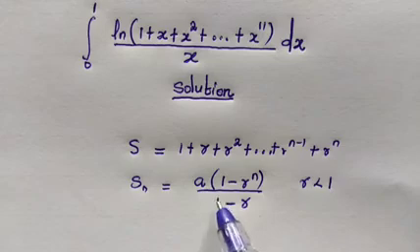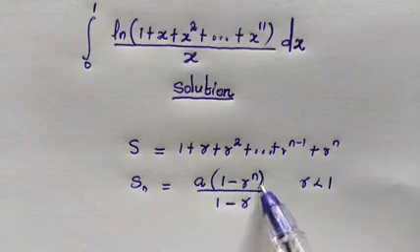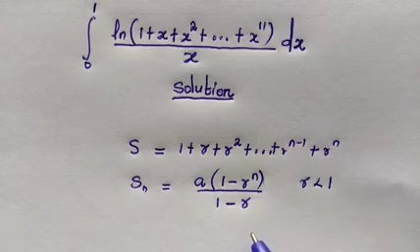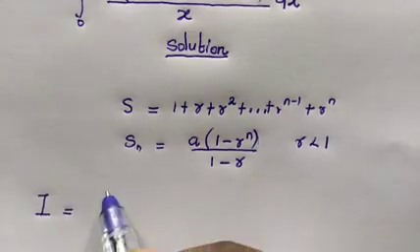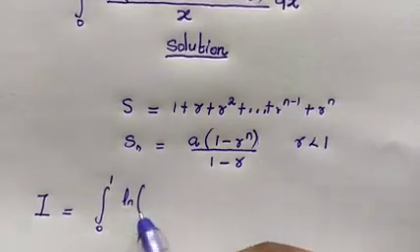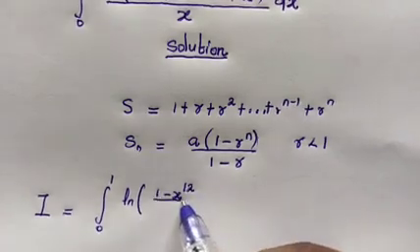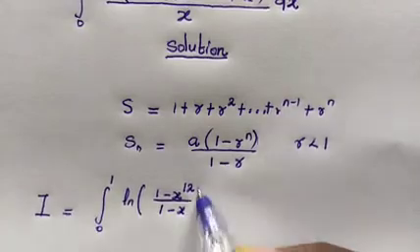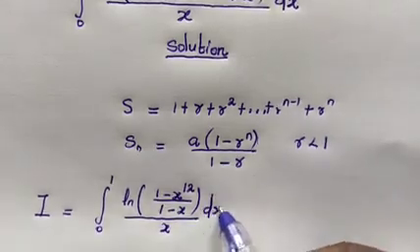So here we're given 1 plus x squared plus all the way to x to the power of 11. So our first term here is going to be 1, right? And into bracket 1 minus common ratio there, x, raised to the power of number of terms, which is 12. We have 12 terms, and then divided by 1 minus x. So therefore, our integral, let's call it I, is going to be equal to the integral from 0 to 1 of the natural log of 1 minus x to the power of 12 divided by 1 minus x, then whole divided by x, and then we have our dx.